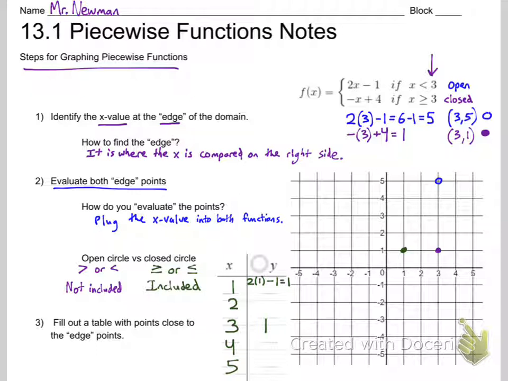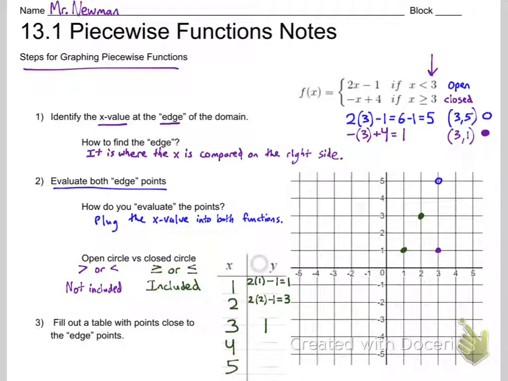Then to evaluate 2, is 2 less than 3, or is 2 greater than or equal to 3? Well, since 2 is less than 3, that means we're going to use 2x minus 1. And we plug that number in, and we notice that we get 3. So the point is (2, 3).